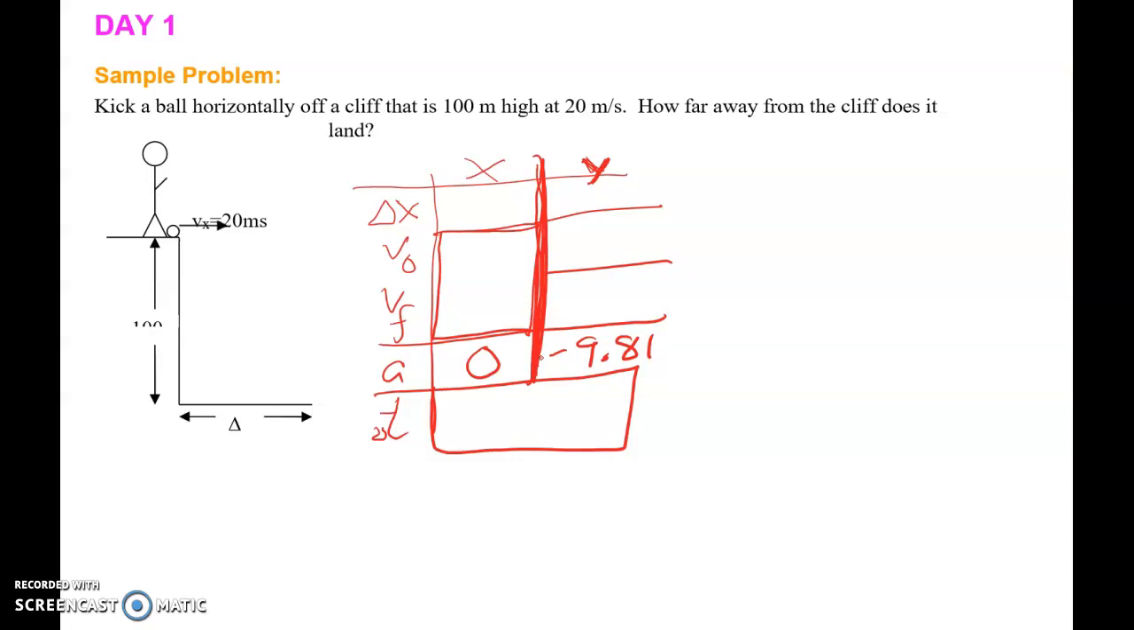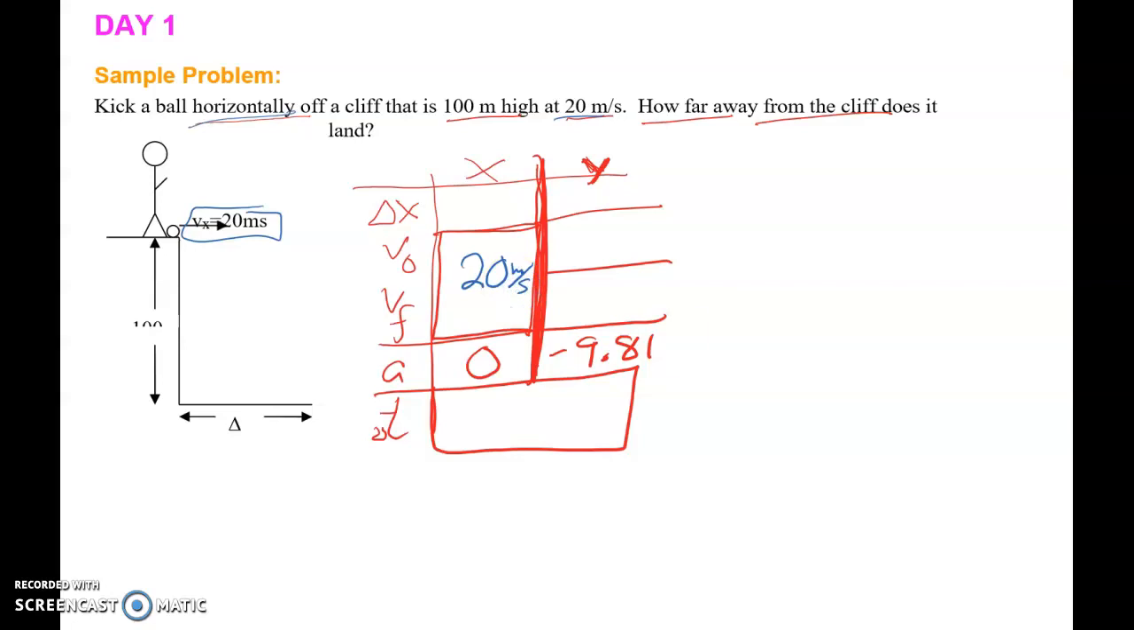So, looking at the sample problem: kick a ball horizontally off a cliff that is 100 meters high at an initial speed of 20 meters per second. How far away from the cliff does it land? All right, so let's identify what variables they gave me, what variable I'm looking for. So nicely in this drawing, I gave you that Vx equals 20, right? It's kicked horizontally at 20 meters per second. So that's going to be here, 20 meters per second.